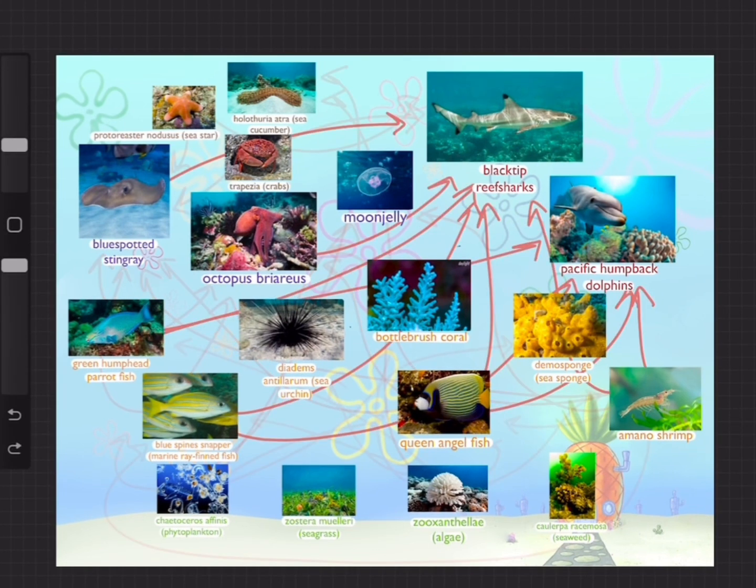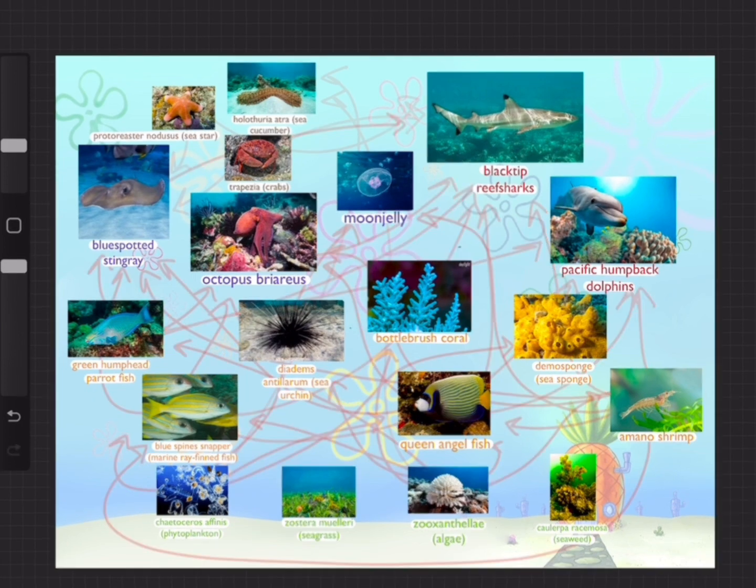Now, as I said before, our blacktip reef sharks are our dominant species, and if they were gone, a lot of our organisms will not be eaten, and this might lead to population instability within our coral reef. So, for example, the stingray won't be eaten by our reef shark, and because our stingray also eats a lot of our smaller fish, such as our parrotfish or blue spine snapperfish or queen angelfish, those populations will also be affected. Some abiotic factors that will affect our food web will be water quality.